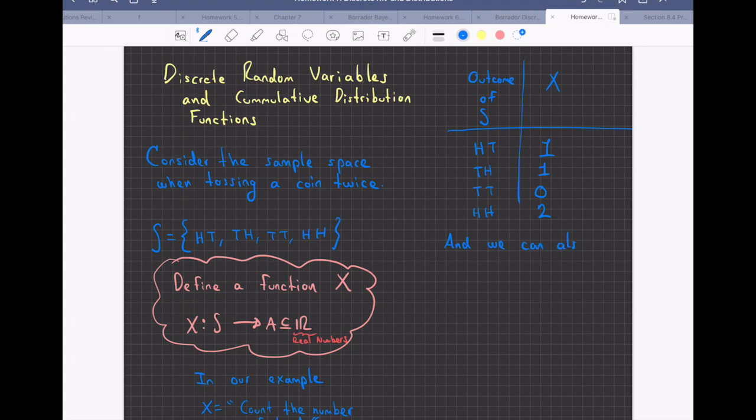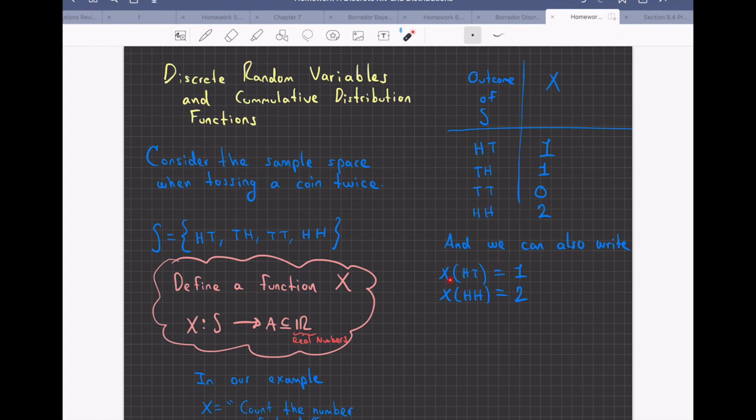We can also write without a table. For example, you want to say X of HT. This means what is the value of X when the outcome is HT? You look at the table and you say it's only 1. What is the value of X when the outcome is HH? This means 2.